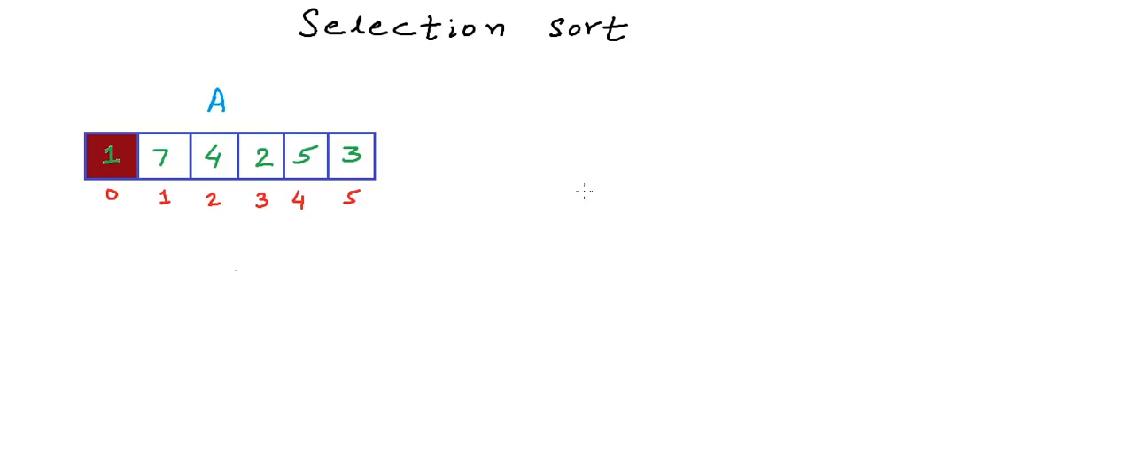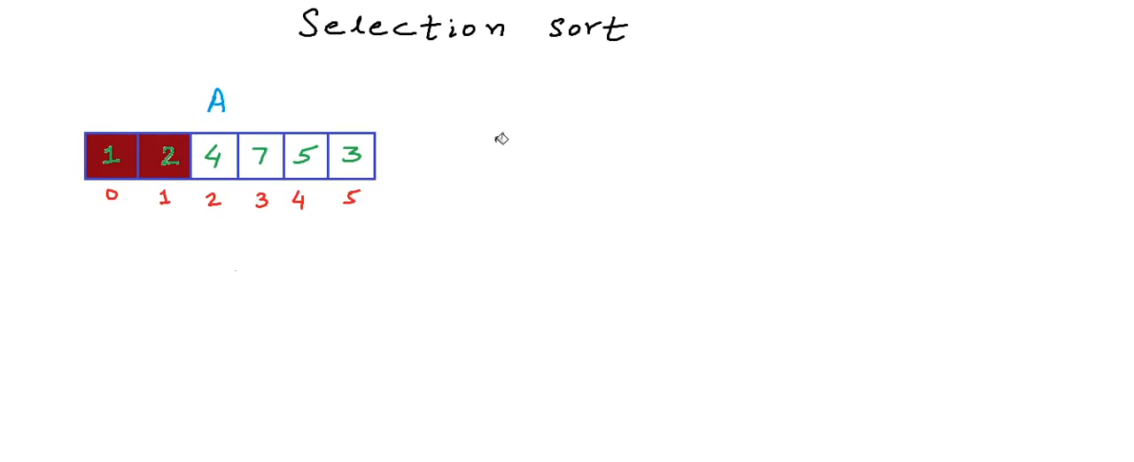Now we need to look for the next minimum, and 1 need not be considered. And if you see, it's pretty easy now. We can scan all the elements from 1 to 5 in order to find the second minimum. The minimum in the range 1 to 5 is 2 at index 3. Now 2 deserves to be at position 1. So what we can do is we can swap 2 with the element at position 1, which is 7.